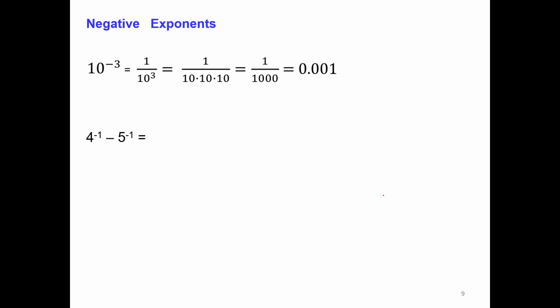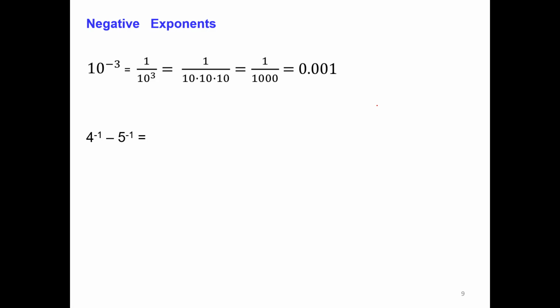And here we have one more example. 10 to the minus 3 is on top, so move it to the bottom and change the sign. And we know 10 to the third power is 1000. This is why 10 to the negative 3 power equals 1 over 1000. If we want to write this as a decimal number, it will be 0.001.